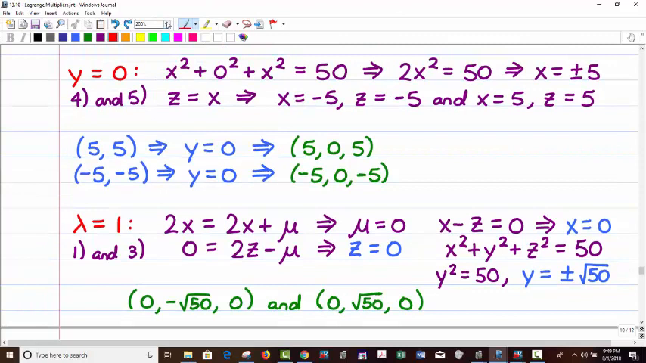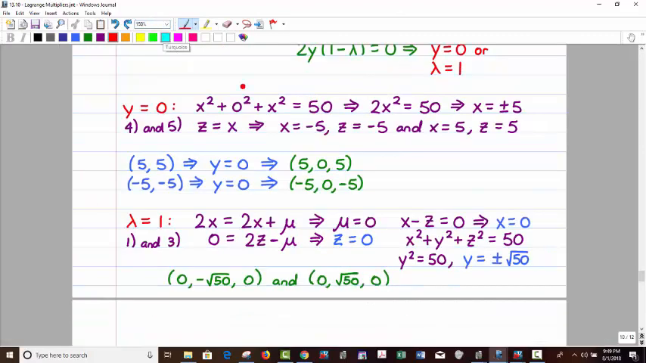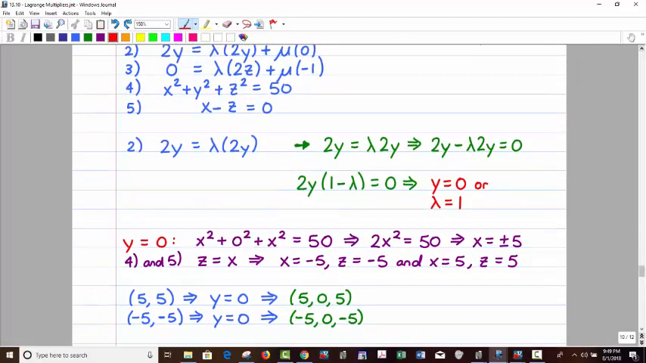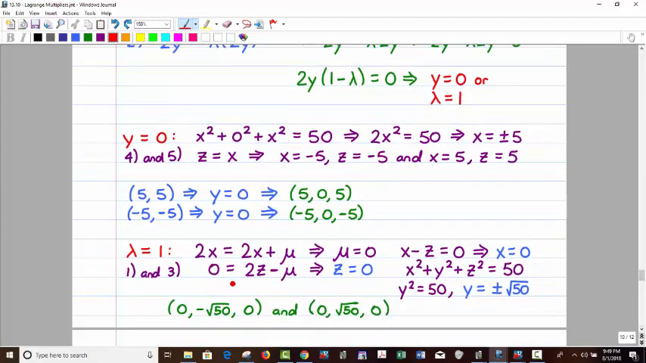So 3 will tell me that 0 equals 2z minus mu. So if mu is 0, that means z will be 0. And since x always equals z, x will be 0. So now I have to solve the sphere equation with x being 0 and z equals 0, and we'll solve for y. And that gives me y squared equals 50. y equals plus and minus square root of 50.